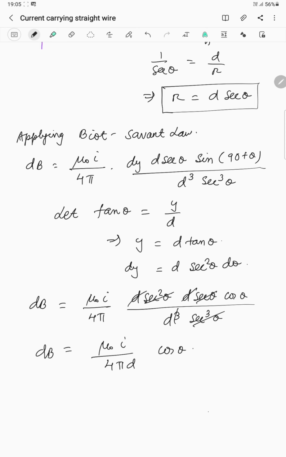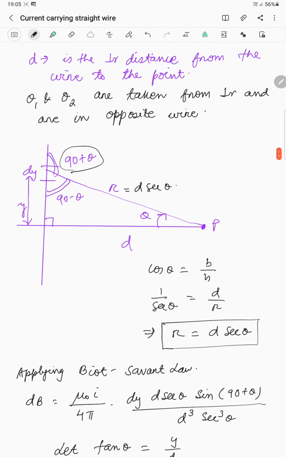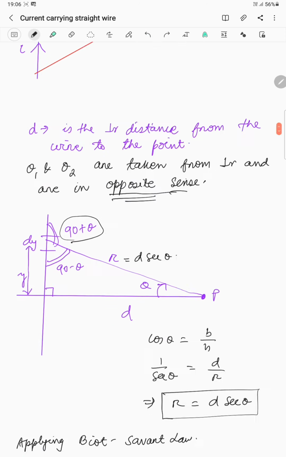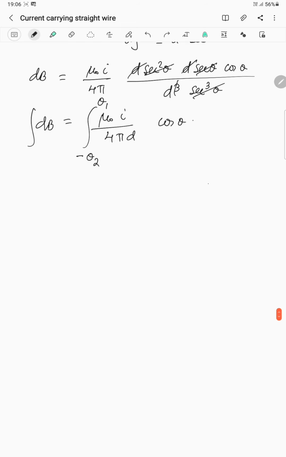Now I want the total magnetic field, so what I have to do? I have to integrate it. I will simply integrate this one. Now if I integrate it, what should be the limits? Minus theta 2 to theta 1. Now the question might come to your mind, sir, why minus? It is minus because you see this definition, we have taken in this diagram theta 1 and theta 2 in opposite sense. That means from here they will take in this direction theta 1, this will be theta 2. So they are in opposite directions. Opposite sense we have taken. That's why we start from minus theta 2 to theta 1.